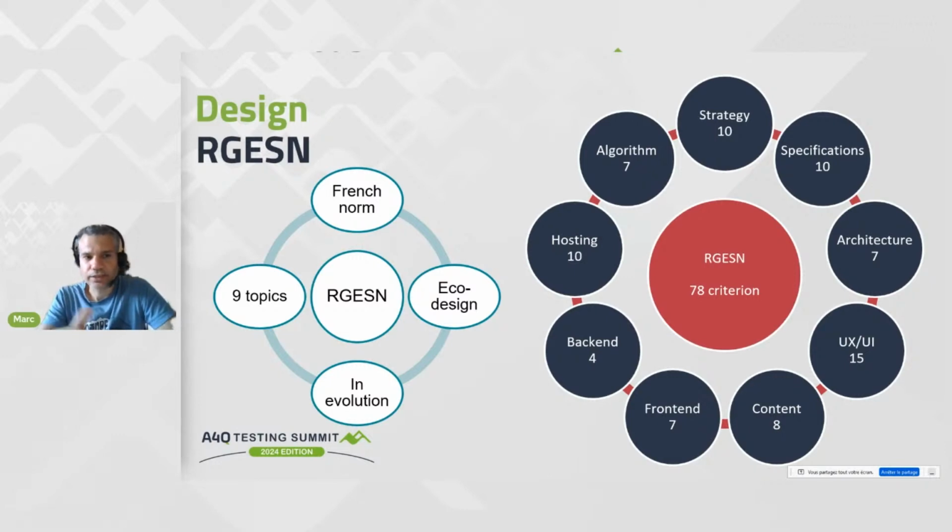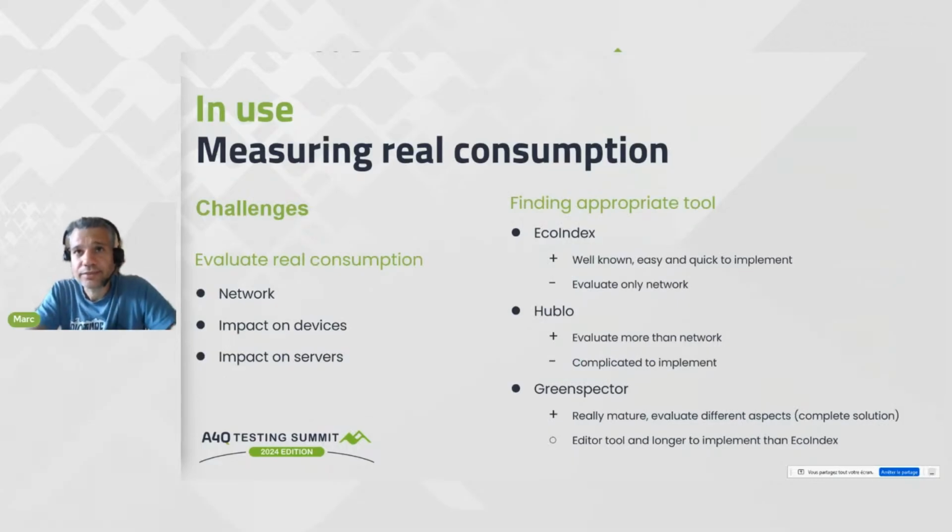So, eco design is good, but it remains theory, and it helps to avoid and prevent things. But we should also know what the real operational impact is. And for that, I have some challenges. We need to evaluate the consumption. And the consumption is about the network, which is around 15%, about devices, and the construction and the consumption of these devices and the servers.